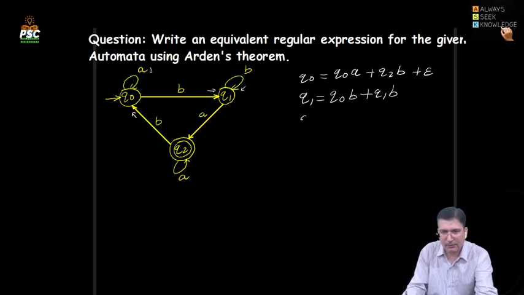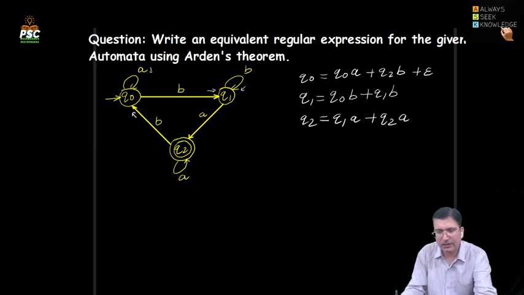If we write the characteristic equation for Q2, Q2 has two input arrows. So we can write Q1A or Q2A, right? So these equations we can write.